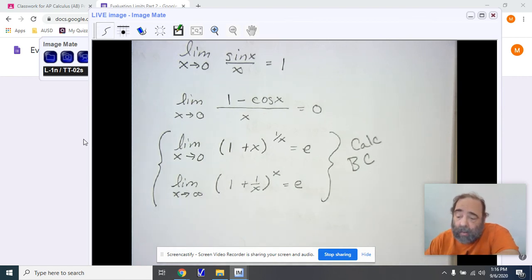Now, why do these work? That's the next video, and we'll be talking about it shortly. Please do the next couple of problems, which are just the basic transcendental functions. They should not be difficult, and then we'll see the Squeeze Theorem.